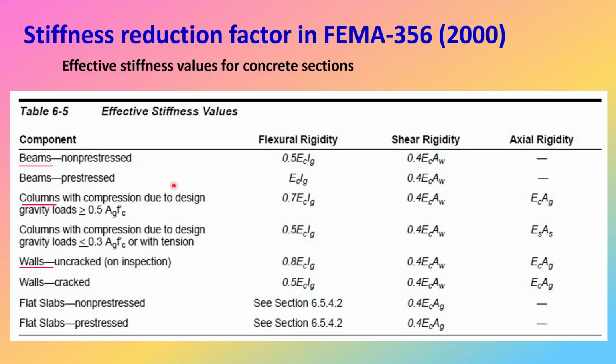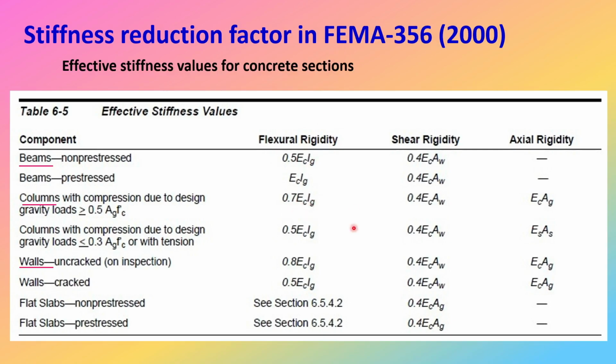For beams which are pre-stressed, it is EcIg. Now see why the difference is coming. When it is pre-stressed, it is under full compression. In compression, tension does not develop. So there is no question of reduction in the area. So the full section comes into the picture in the rigidity EcIg. For columns with compression greater than 0.5 Ag fc', the concrete strength, the flexural rigidity is 0.7 EcIg.